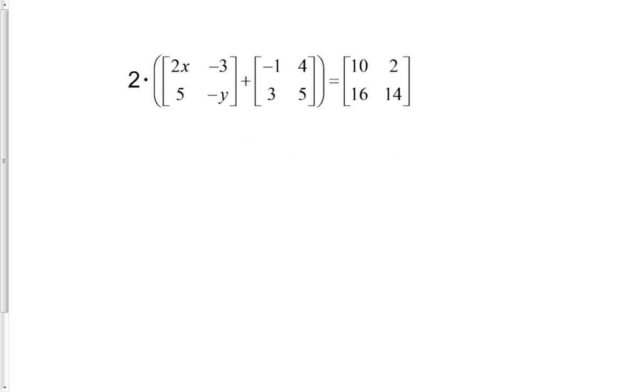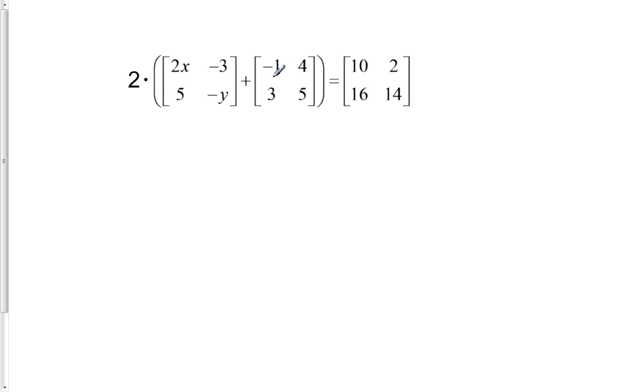Here we have a sample equation. This will be the last thing for this lesson, where we have a distribution of the scalar 2 through everything, but you notice we've got parentheses here. So if you remember your order of operations, we're supposed to do parentheses first. So I need to add these two 2 by 2 matrices together. Now remember, when you do matrix addition, you add like corners.